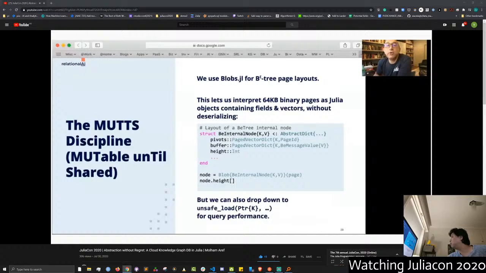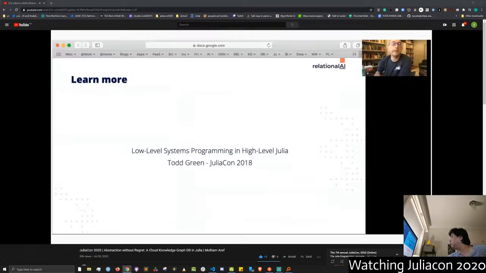So when we write node.height, that gets compiled into a dereference of the pointer to the height field in the page image. And when we need fast performance for queries, we can get raw pointers to vector data in the page and emit code that's very competitive with C and C++. Okay, if you want to learn a little bit more about this, check out the talk at JuliaCon 2018. We talked about low-level systems programming and high-level Julia.